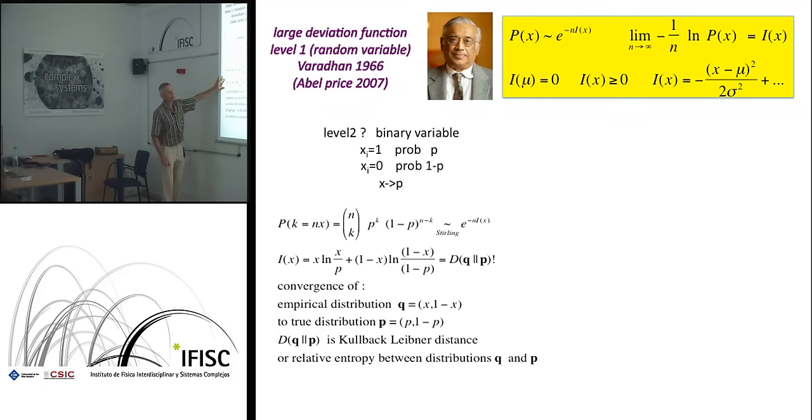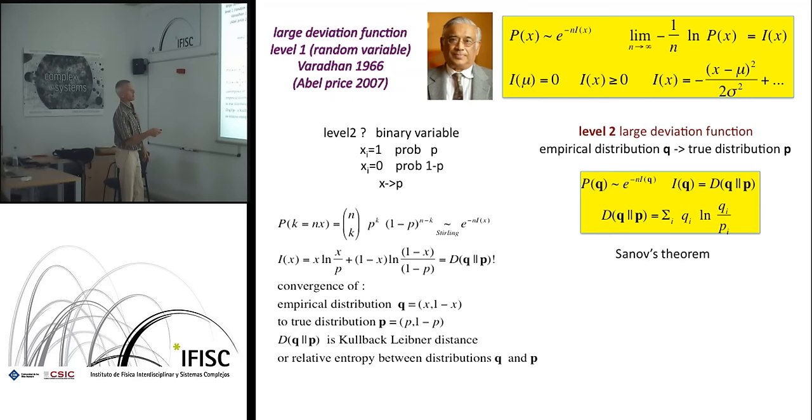The large deviation function has this form, and this has the shape of what is called a Kullback-Leibler distance, or relative entropy between two distributions. What are the distributions? The empirical distribution, Q, what is it? It's the estimate of the probability for this. This is x. And what is the probability for this? This is 1 minus x. The true probability is p. And the true probability for one is 1 minus p. And this D formula, in general, is given by that.